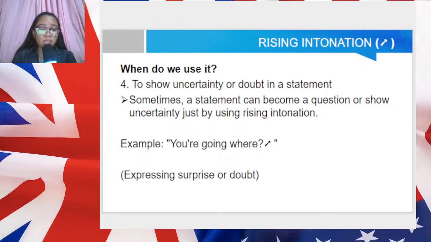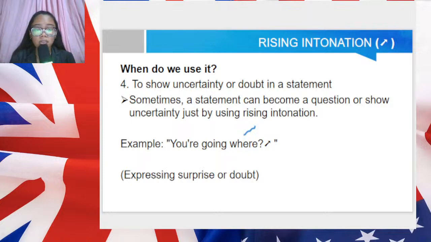So the rising pitch in this context acts as a vocal indicator of an unconfirmed thought, which is an implicit question seeking reassurance or further details. So let's carefully examine the examples provided on the slide. You're going where? You're going where? Now, in this example, the speaker uses words that could typically form a standard information WH question.